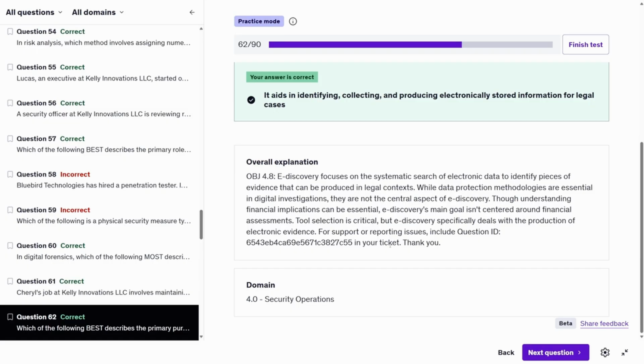contexts. While data protection methodologies are essential in digital investigations, they are not the central aspect of e-discovery. Though understanding financial implications can be essential, e-discovery's main goal isn't centered around financial assessments. Tool selection is critical, but e-discovery specifically deals with the production of electronic evidence.